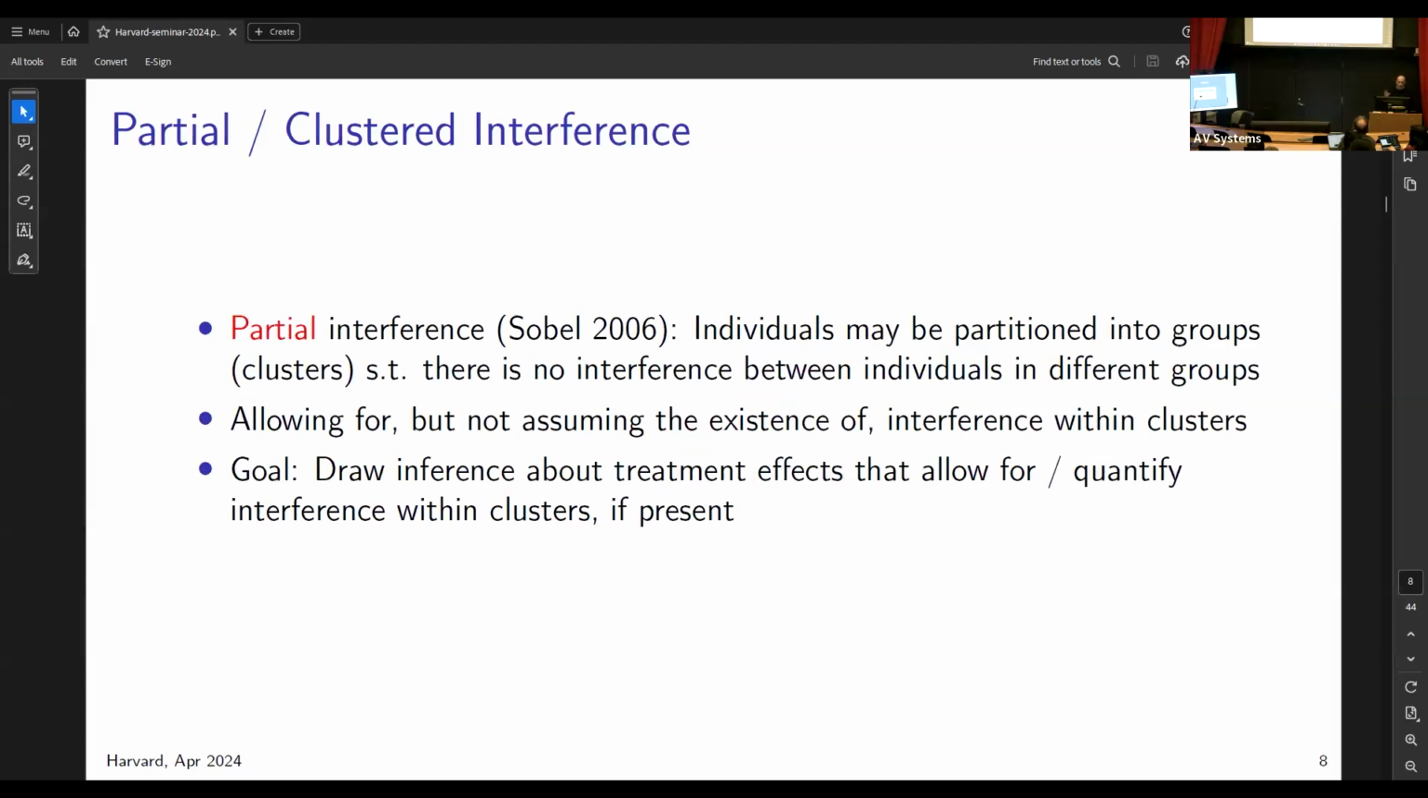And in the literature, people refer to when you have clusters of individuals and you're willing to assume that there's no interference between individuals in different clusters as a partial interference assumption. So suppose you have clusters, suppose you're willing to assume that there's no interference between the clusters. And then the goal would be to draw inference about treatment effect that allows for, doesn't insist upon, but allows for the potential for interference between individuals within clusters.